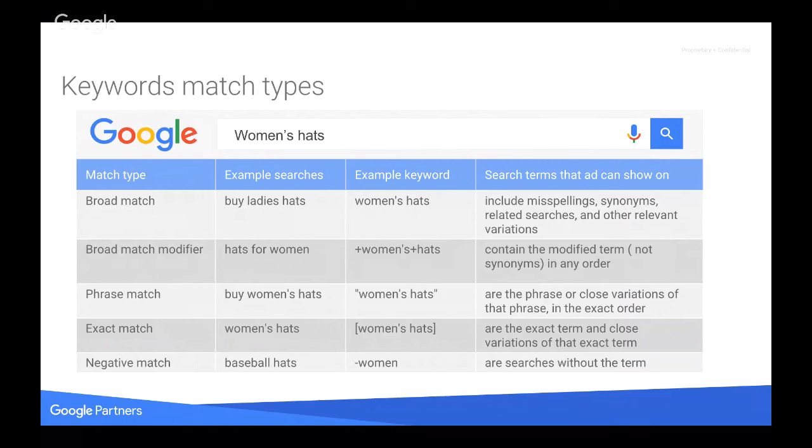Now say you put the same keyword in broad match modifier, your example search would be hats for women, which essentially contains the same words, not synonyms of them, and is in any order, and that's how it's matching. Then you finally have phrase match, which is where you've put in the term exactly women's hats, and that is a term that must appear exactly in that order in the search term. So buy women's hats is what will trigger the ad here. Women's buy hats will not trigger the ad at all. It doesn't make too much sense either.